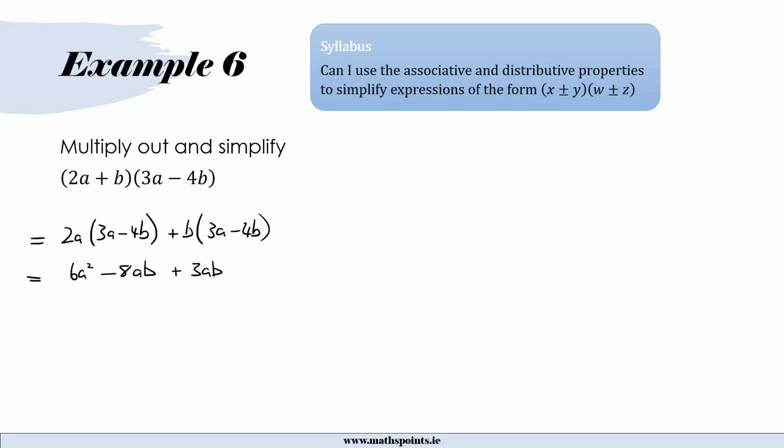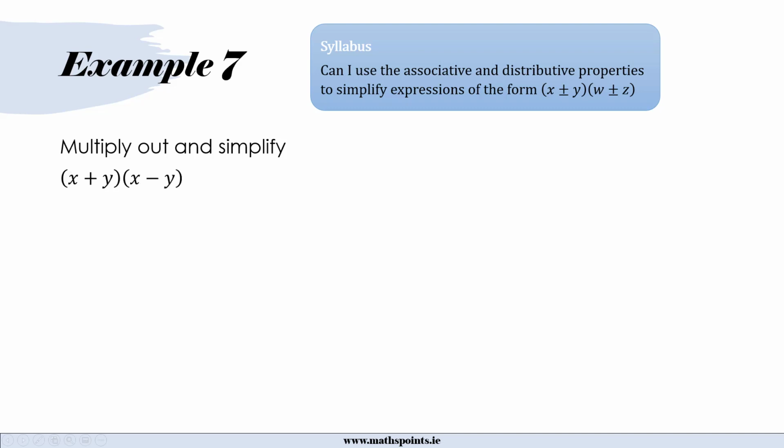Finally, b times minus 4b is minus 4b squared. Tidying like terms, the only like terms in this question are the abs. So we have 6a squared at the start, and then minus 8 plus 3. Again, think in the number lines, if we had minus 8 plus 3, we would have minus 5ab, and then we have the minus 4b squared at the end. Okay, example 7.